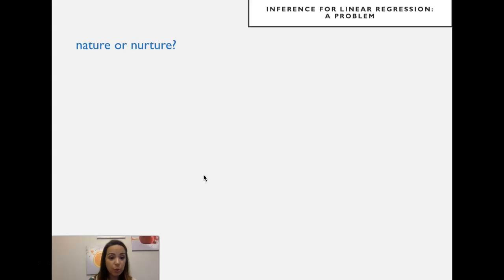Let's play around with a second problem when we come back. So I don't want to make this too long. When we come back, we start another inference problem for linear regression, just as an example. Okay, see you then.